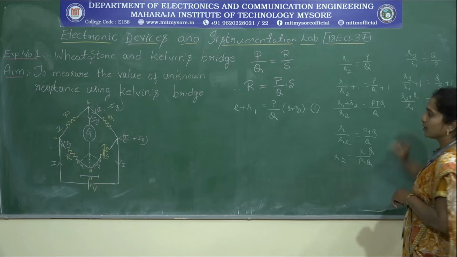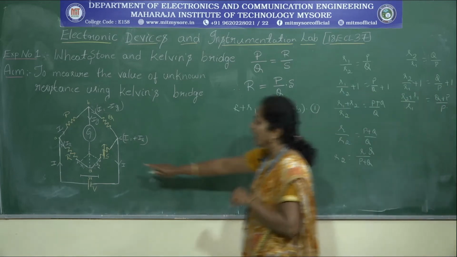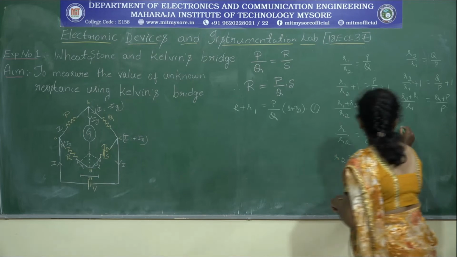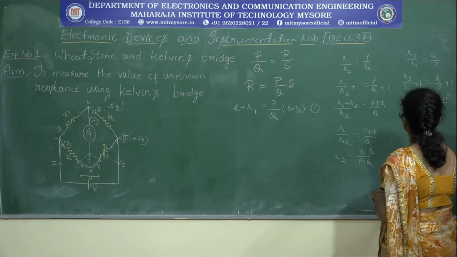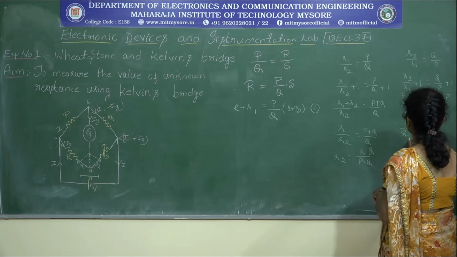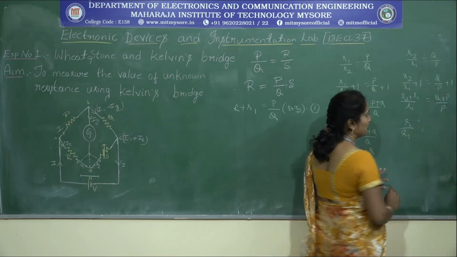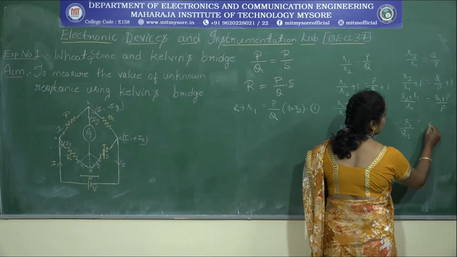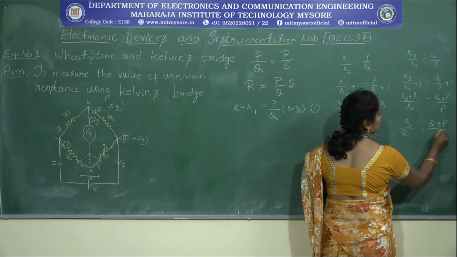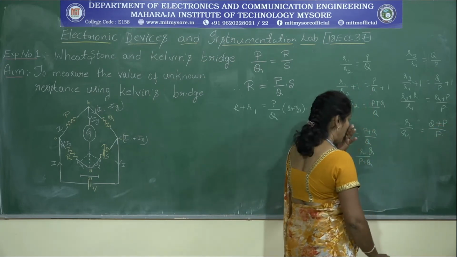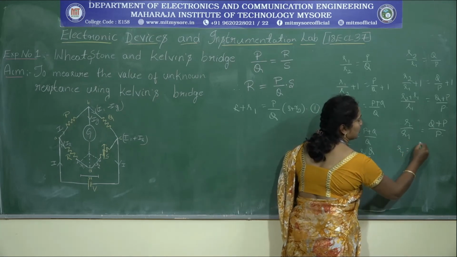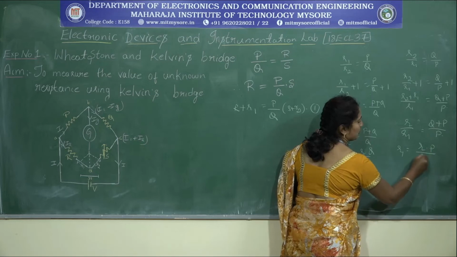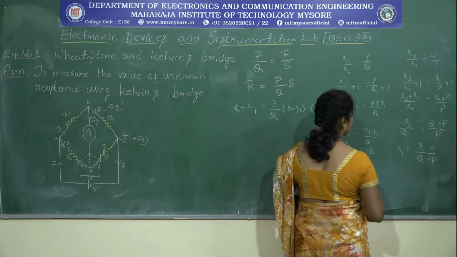R2 plus R1 is equal to R here, divided by R1 is equal to Q plus P divided by P. Now I am going to find out R1. R1 is equal to R into P divided by Q plus P.